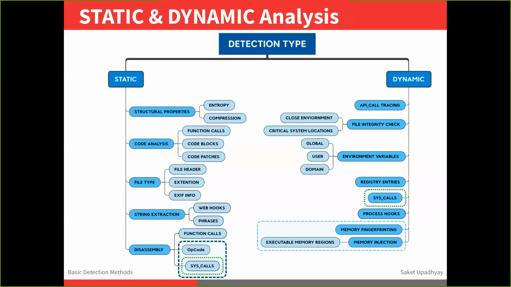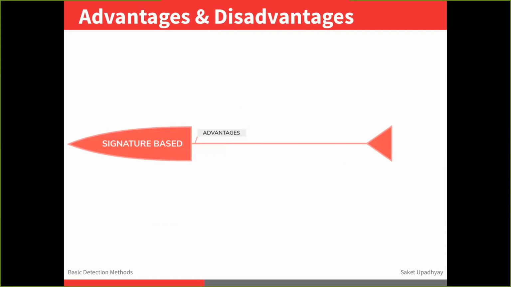So right now we talked about everything, like how behavior-based and signature-based checking works, and what static and dynamic properties are. They have certain advantages and certain disadvantages, and because of those disadvantages, we are going to use ML. So it's important to first check out those disadvantages.